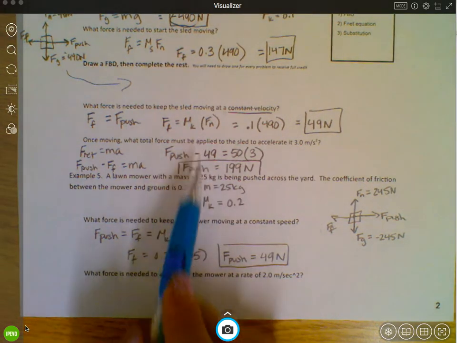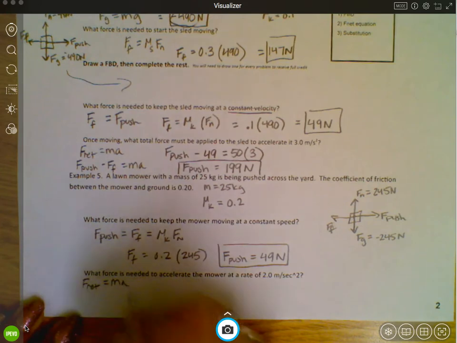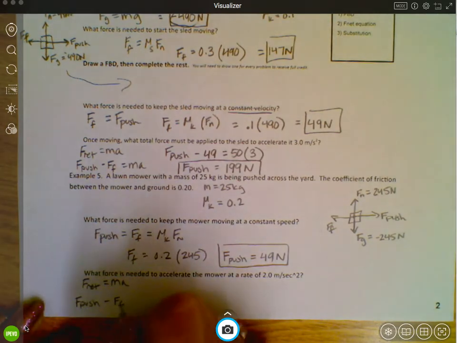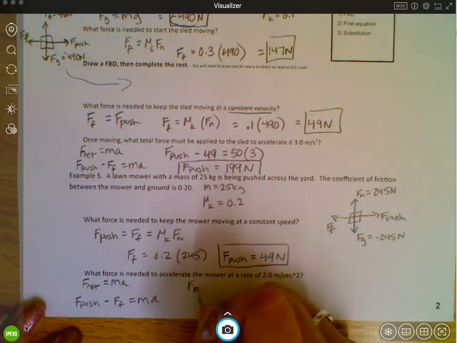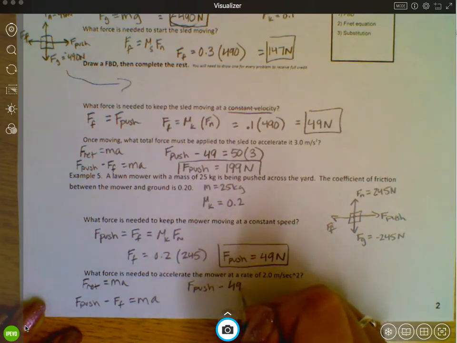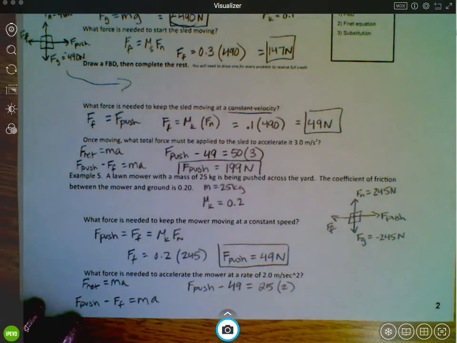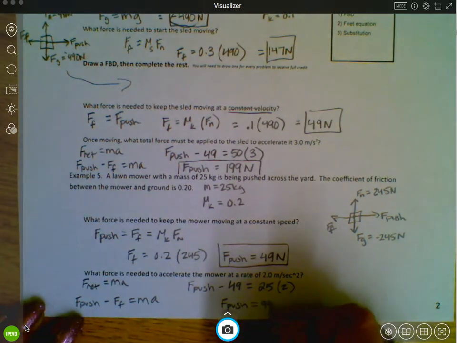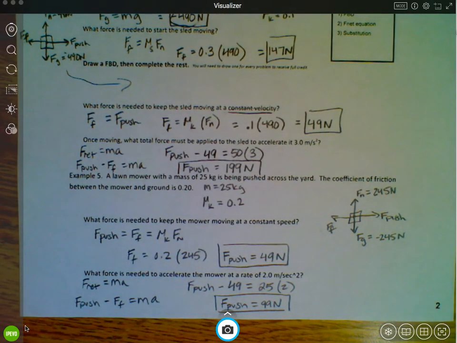So same idea as this part, right? If we want to accelerate it, that means that we have a net force equal to ma. The net force is also the positives minus the negatives, so the push minus the friction equals ma. The push we don't know, that's what we're looking for. Friction is 49, m is 25, a is 2. So this is 50 plus 49, so the push must be 99 newtons. Okay, so that's sort of how that works.